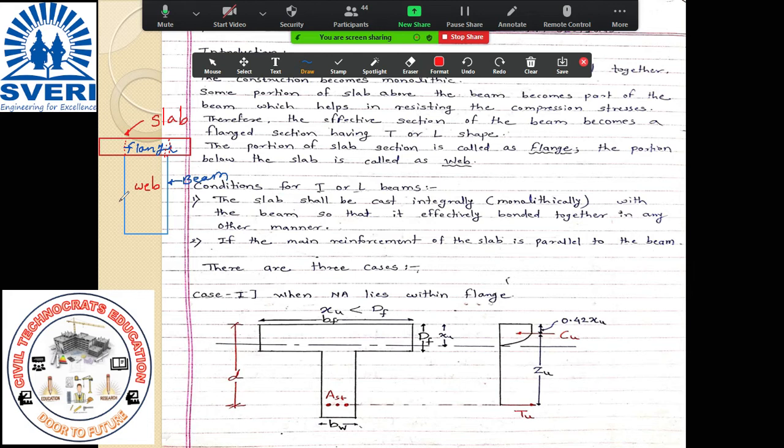Okay, but remember one thing, the beam is in the shape of a rectangle only, and the slab which is placed above the beam, due to the monolithic construction, this T action or L action is generated. Okay, this is the main point which I want to tell you. So that is what is given in these four lines.